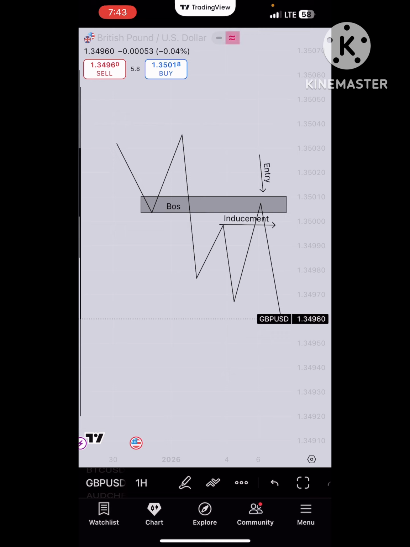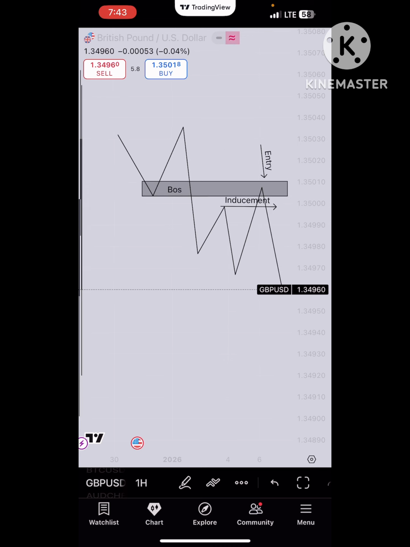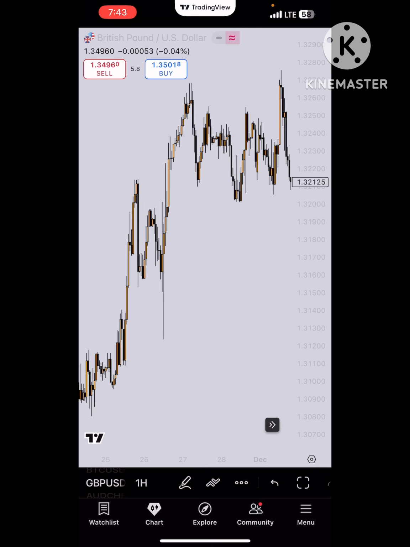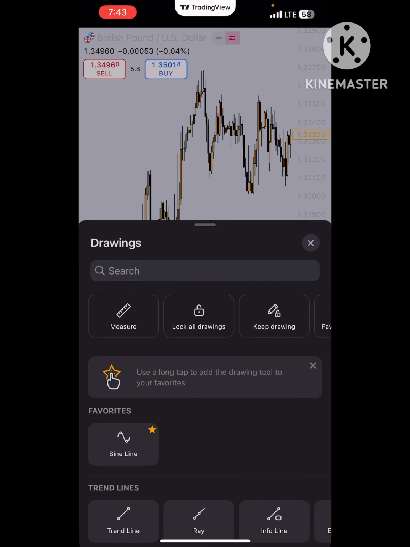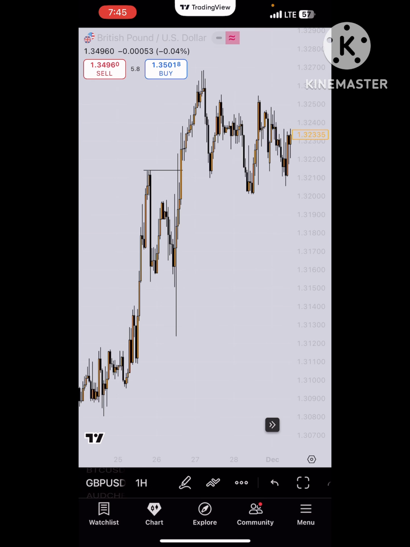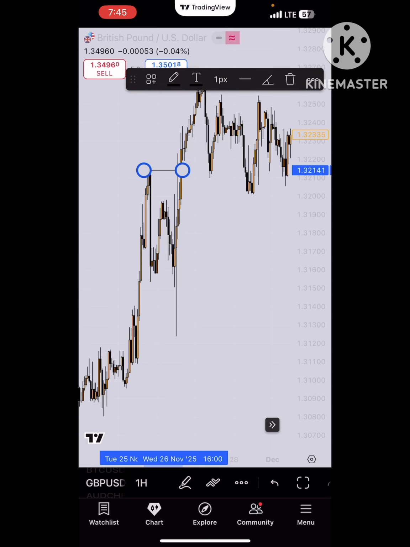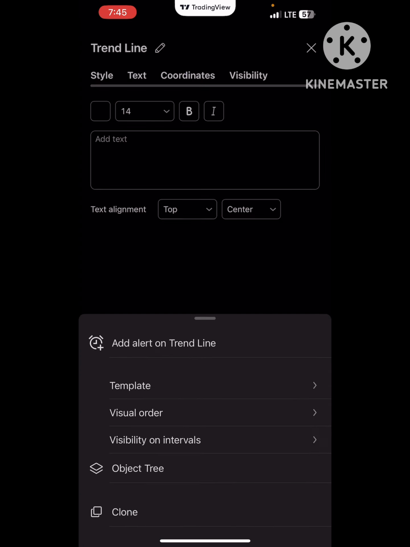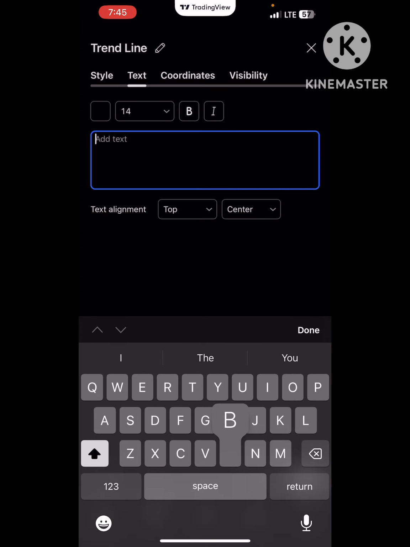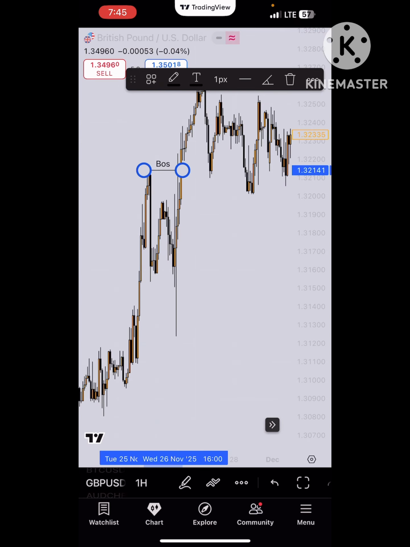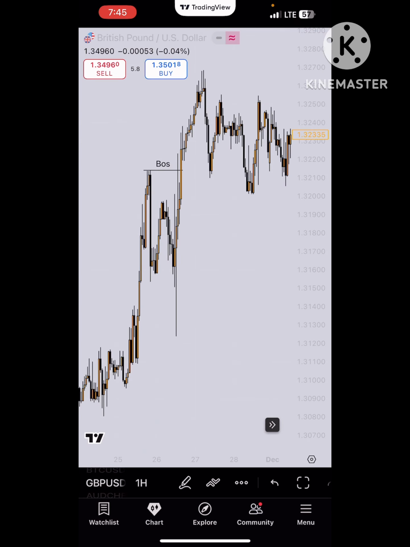Very easy, very simple. So let me give you an example on the chart. So I'm on the GBPUSD on the 1 hour time frame. So as you can see, we have a break of structure here. So in this example, we have a break of structure to the upside. What does this break of structure signify? It signifies that we have a bullish continuation to the upside.